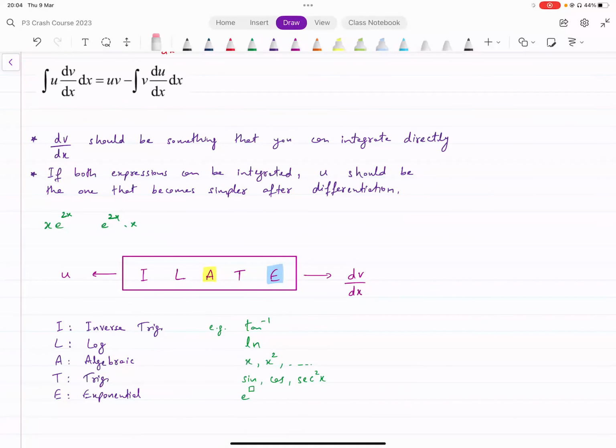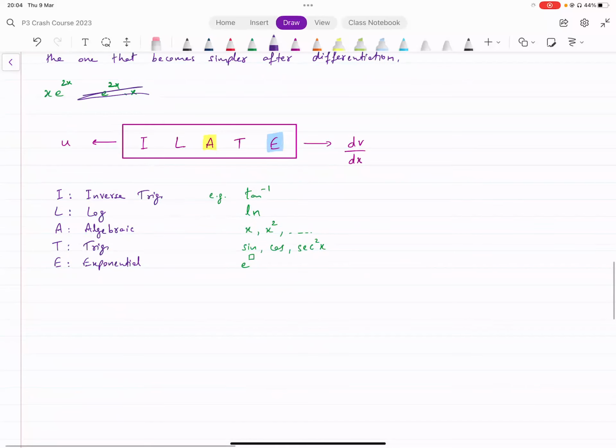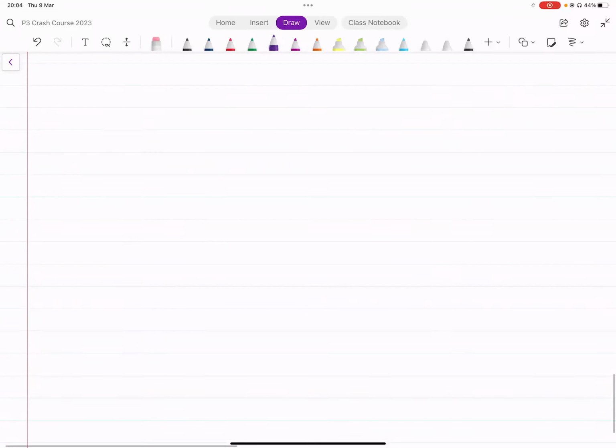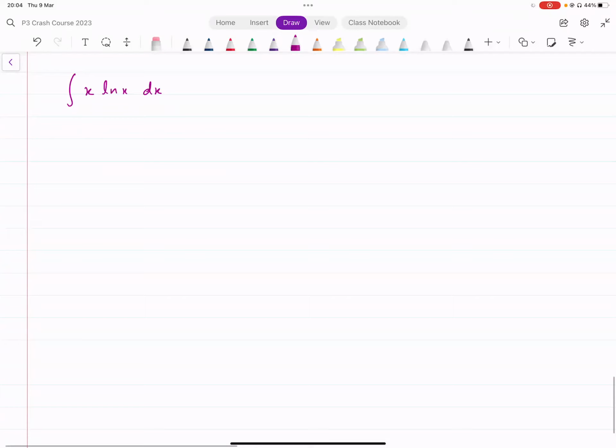All right. So remember this: whatever comes on the left is u, whatever comes on the right is dv over dx. Now, let's take an example and use this rule to see how we can integrate this. So for instance, if you want to integrate x into ln of x with respect to x, how do we integrate this?